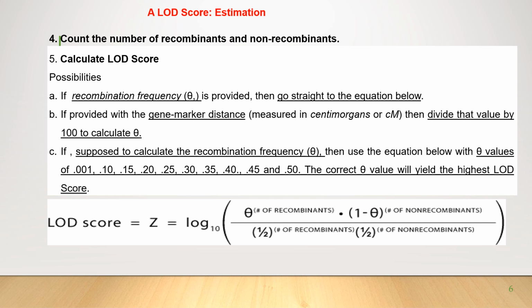Third instance, if we need to calculate the recombinant frequency, then use the equation below with theta values 0.001, 0.10, 0.15, 0.20, 0.25, 0.30, 0.35, 0.40, 0.45 and 0.50. The correct theta value would yield the highest LOD score. You will understand it better when we do it with an example.